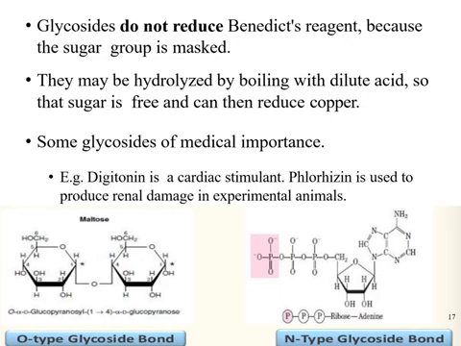Glycosides do not reduce Benedict's reagent because the sugar group is masked. They may be hydrolyzed by boiling with dilute acid so that the sugar is free and can then reduce copper. Some glycosides are of medical importance. For example, digitonin, which is a cardiac stimulant, and phlorizin is used to produce renal damage in experimental animals. Here you can see the O-type glycosidic bond and the N-type glycosidic bond.